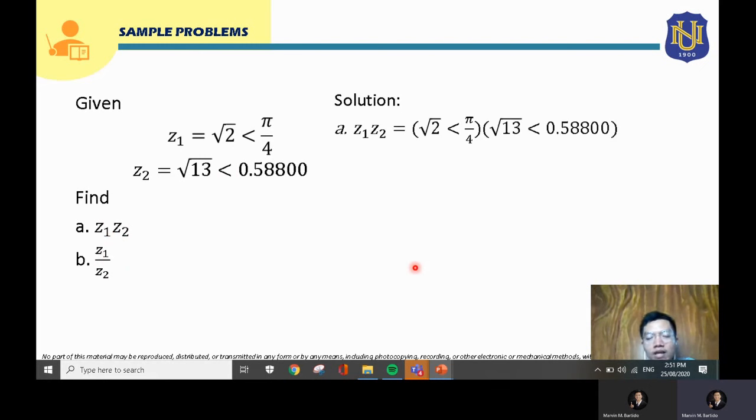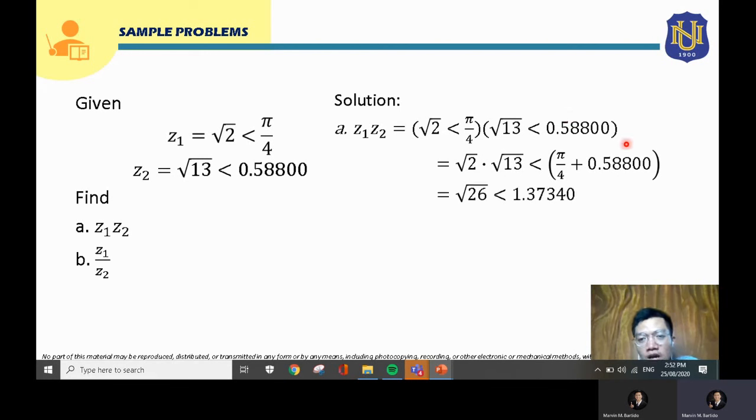For letter A, that is z1 times z2. That will be square root of 2 angle pi over 4 times square root of 13 angle of 0.58800. For the product of complex numbers in polar form, we just multiply the moduli, square root of 2 times square root of 13, and the angles will just be added, so pi over 4 plus 0.58800. We just simplify that, so that will be square root of 26 angle of 1.37340. This will now be the answer for letter A.